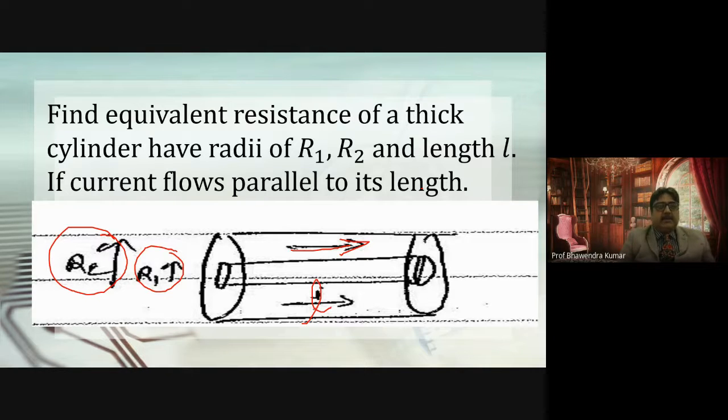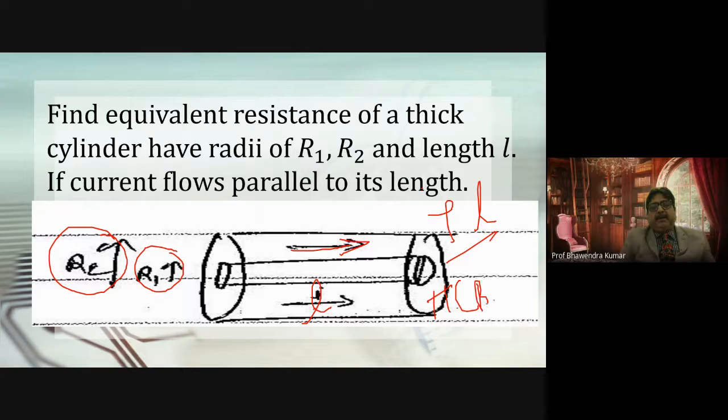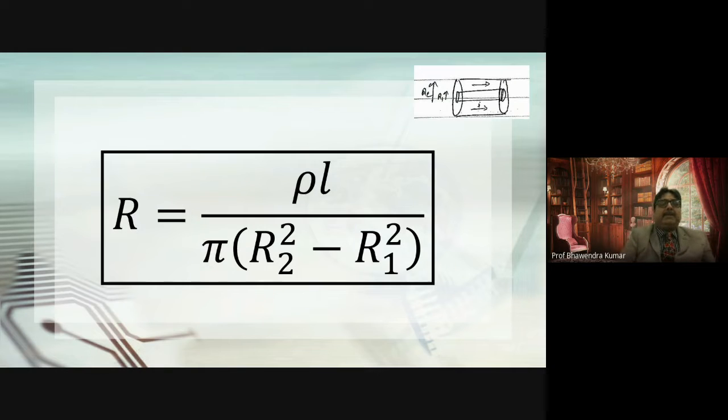Yes, tell the answer. What will be the value of resistance? Rho L by pi into R2 square minus R1 square. Very good, excellent. The idea is clear in the mind, or is any difficulty there?